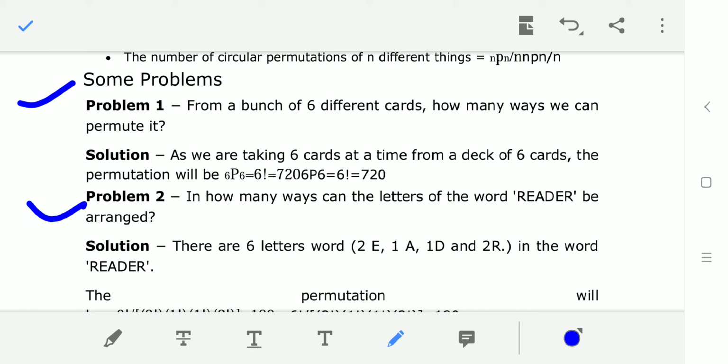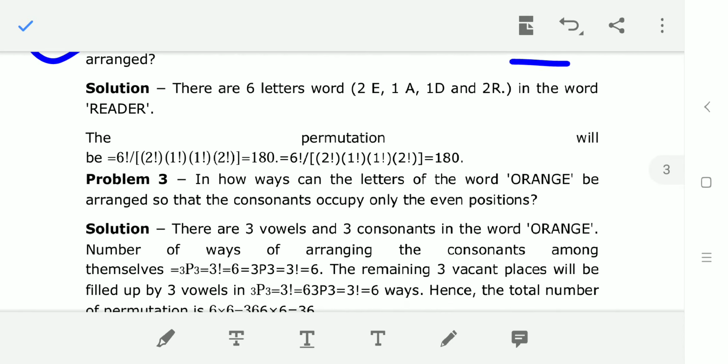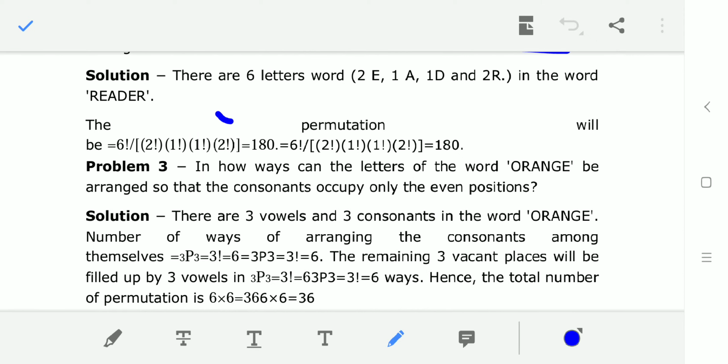Next is problem 2. In how many ways can the letters of the word reader be arranged? The solution is, there are 6 letters in the word, where e is 2 times, a is 1 time, d is also 1 time, and r is 2 times in the word reader. The permutation will be in this way.